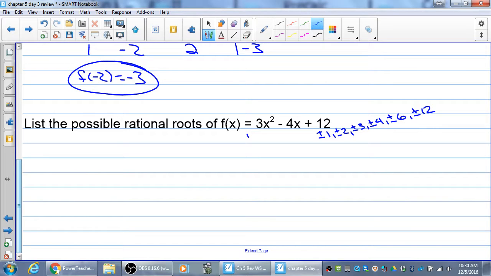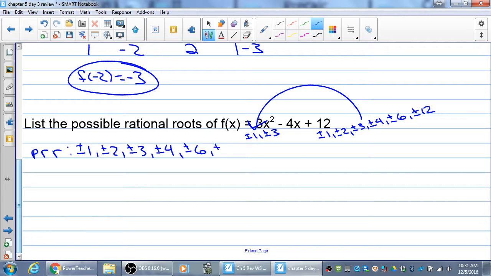Now we've got to put those over 1 and over 3, and there should be some repeats. So the possible rational roots, or possible rational zeros: all of these over 1. You just get the whole list. Now, all of these over 3. 1/3 is a new one.